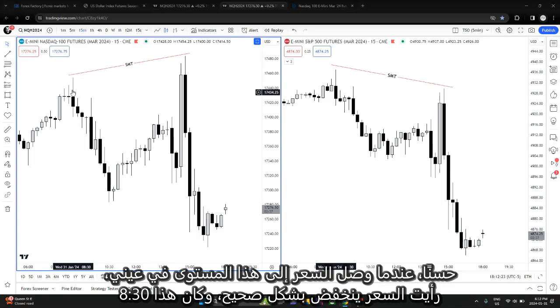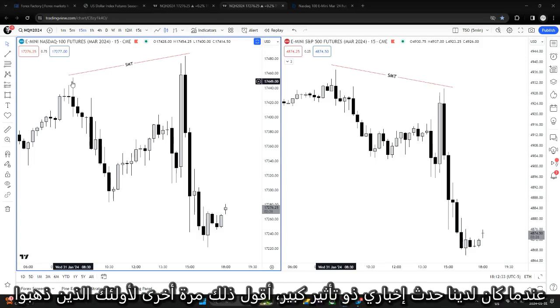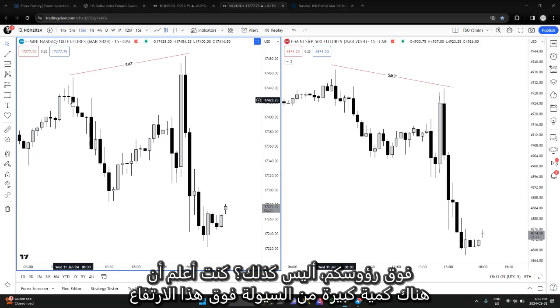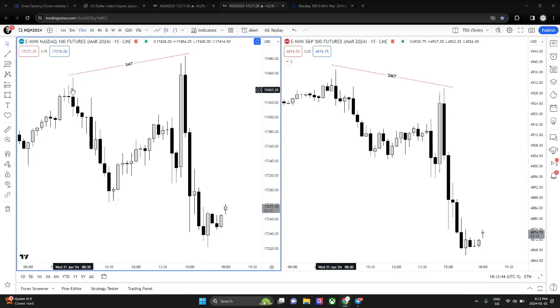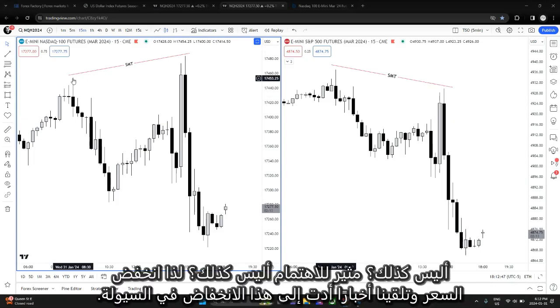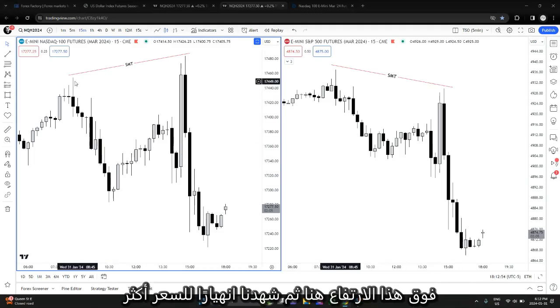So in my eyes, when I saw price falling, and this was 8:30 when we had the high impact news event, I'm saying it again for those that went over your heads, right? I knew that there was a significant amount of liquidity above this high. Interesting, isn't it? So price went down. We had news trigger this liquidity run above this high right here. And then we had price break down even more.